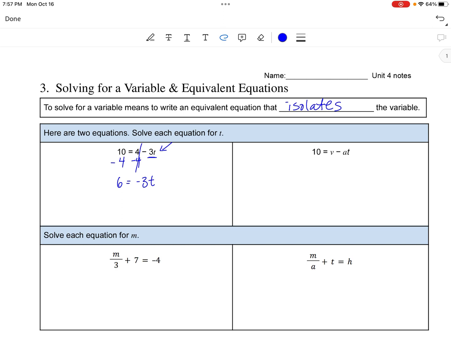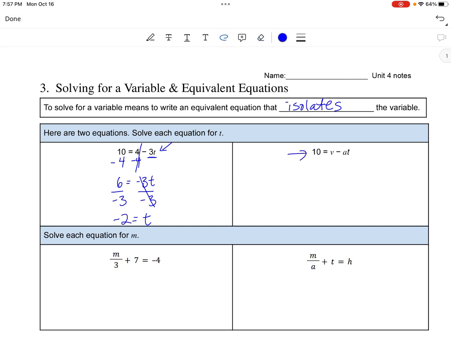Now t is not isolated yet. Right now it's being multiplied by negative 3, so we need to do the inverse, which is dividing by negative 3. So we get, that canceled on that side, t equals negative 2.